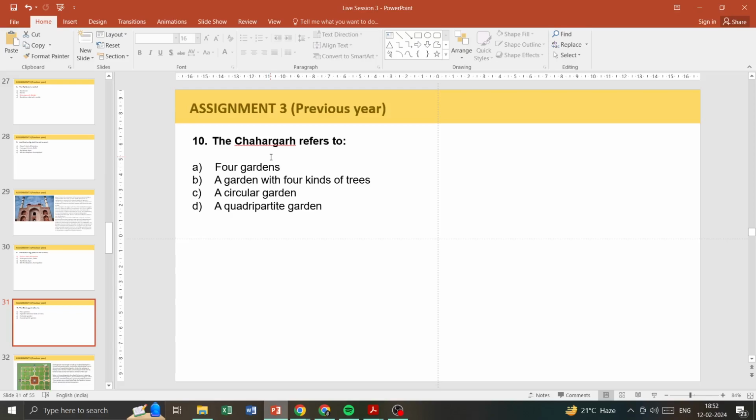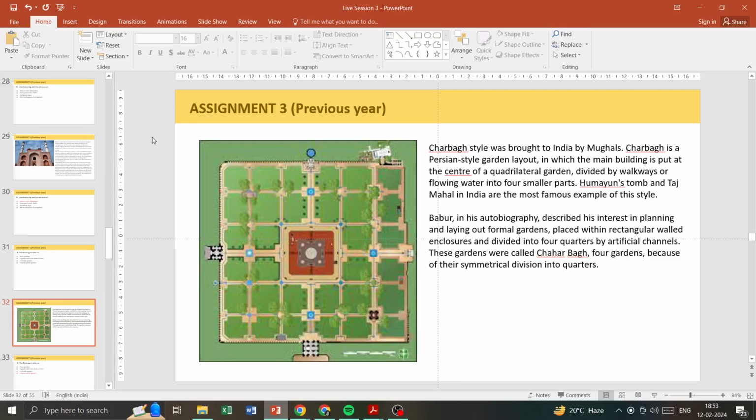The question is about the Char Garh, but I think there was a spelling mistake here. It's Chehar Bagh or the Char Bagh, not Char Garh. So the Char Bagh refers to four gardens: a garden with four kinds of trees, a circular garden, or a quadripartite garden. Talking about the Chehar Bagh or the Char Bagh style.